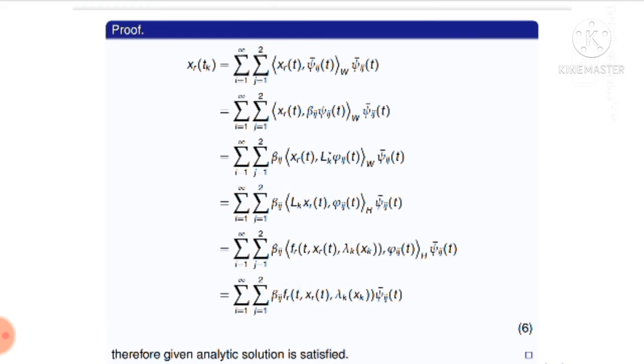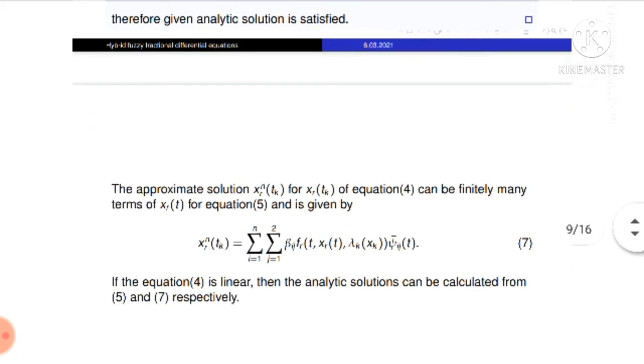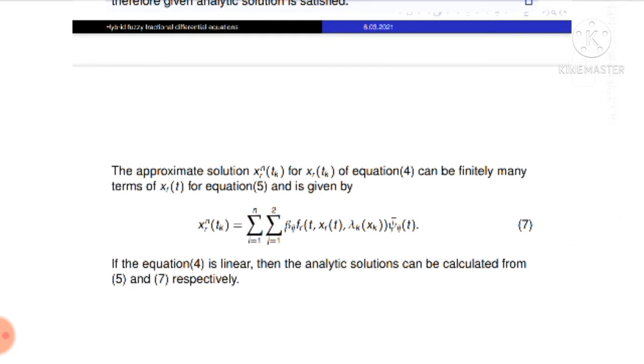This is x r(tk), and then the second result is power n: x^n(tk) equal to summation i equal to 1 to n, summation j equal to 1 to 2 of βij f(t, xr(t), λk x(t)) ψ̄ij(t).